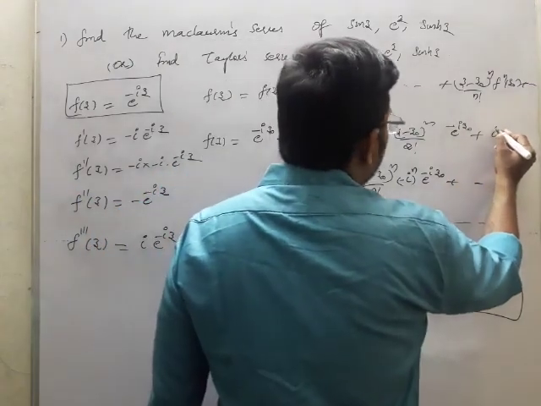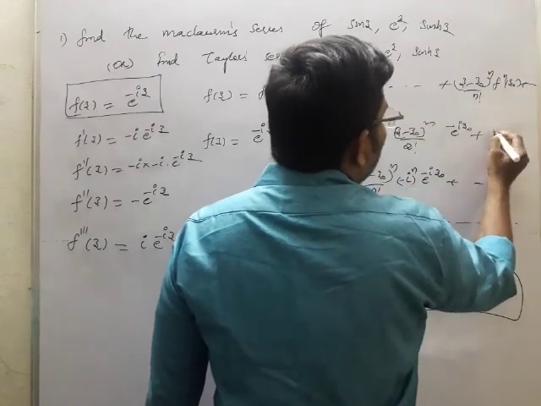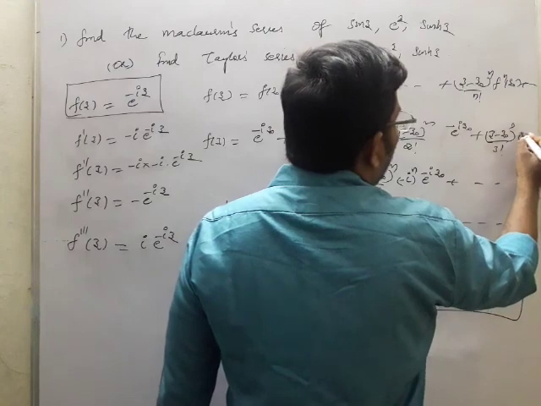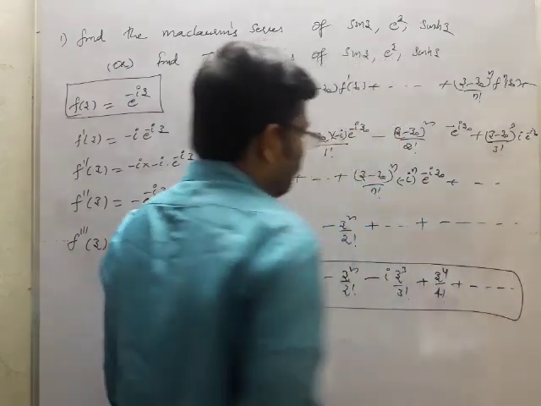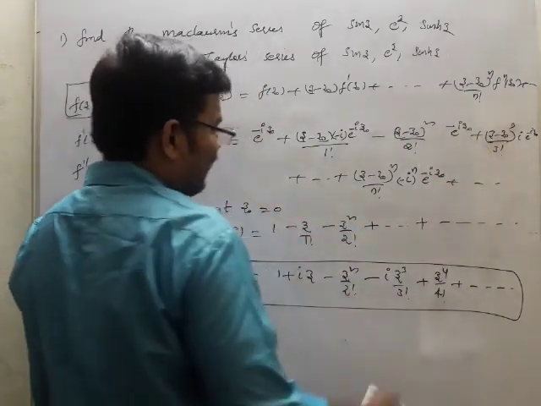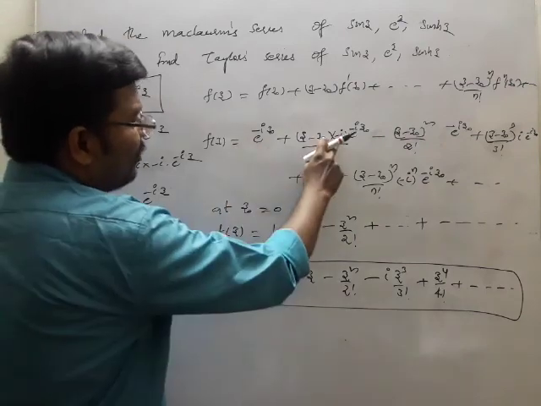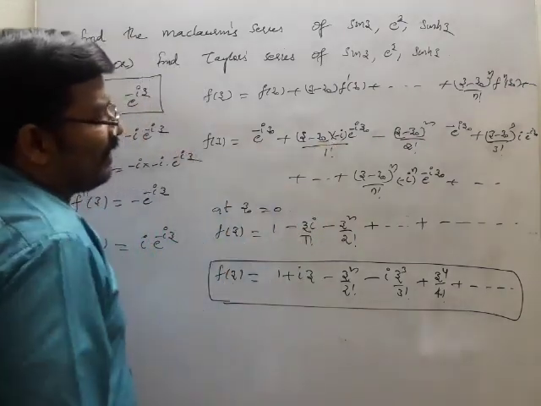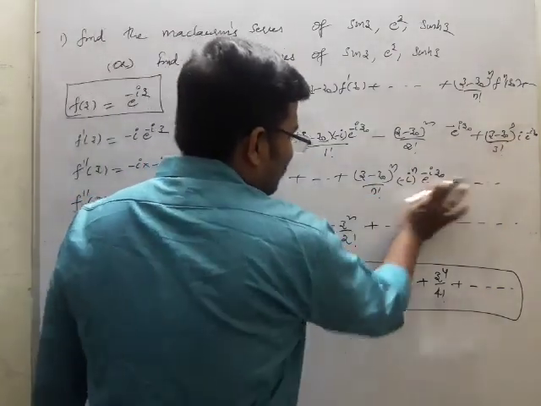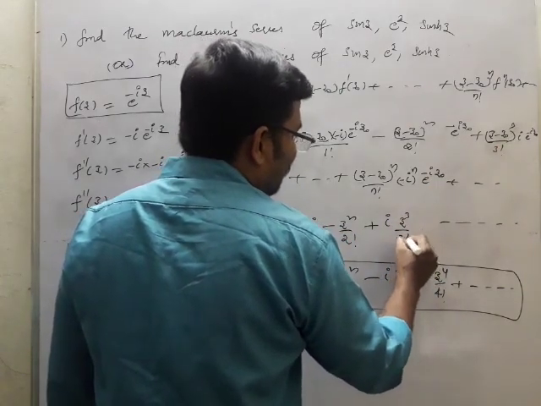This is i into e power minus iz by, (z minus z naught) whole cube by 3 factorial into i into e power minus i z naught. So what is the value you will be getting now? Z naught is 0, then you will be getting i. So here the second value is 1 minus zi, and this is z square. This one is plus i into z cube by 3 factorial.